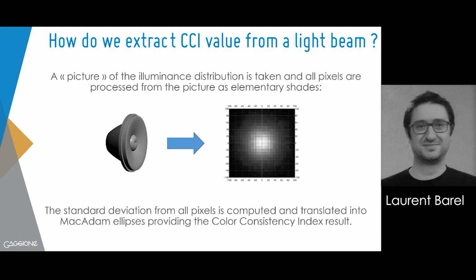Long story short, it's mostly standard deviation. There is, of course, some filtering in the process to get rid of the data that is not relevant. Could be the level of light, could be outside of the beam angle. I mean, the D10 beam angle, which we don't really consider for the CCI measurement.